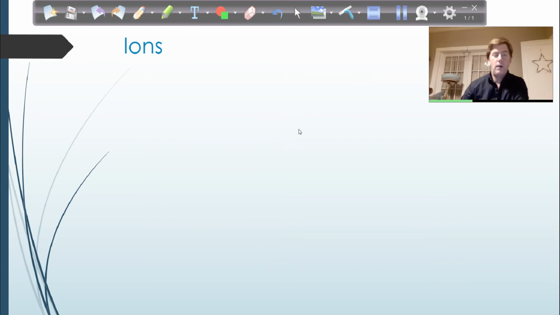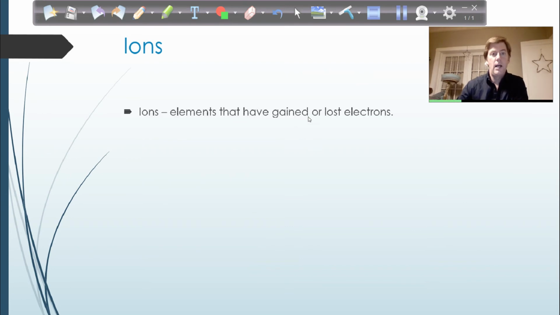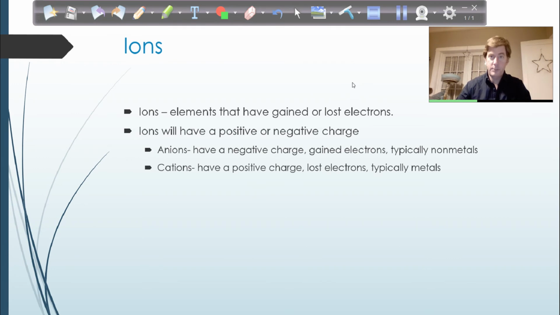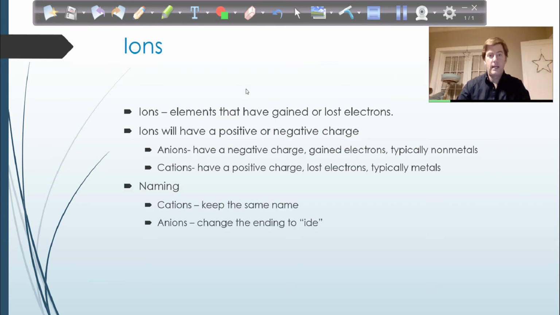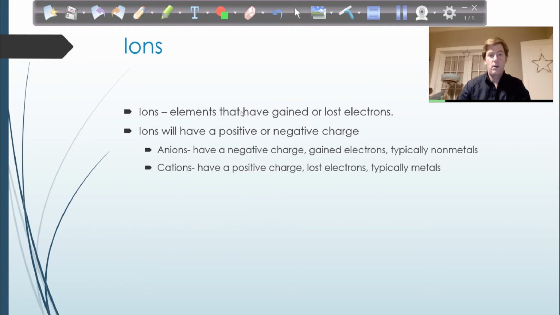So, now getting into ions. Well, what are ions? Ions are elements that have gained or lost electrons. If they've gained or lost electrons, that means that they're not neutral anymore, and they have a charge. So we have 2 types of ions depending on their charge. So the first one we have, anions, are the negatively charged ions, and they must be gaining electrons to have that negative charge.